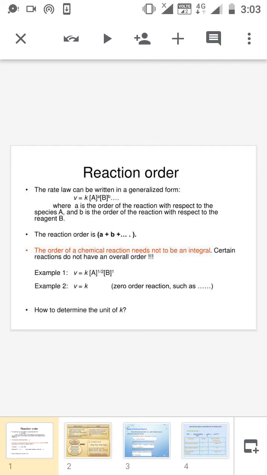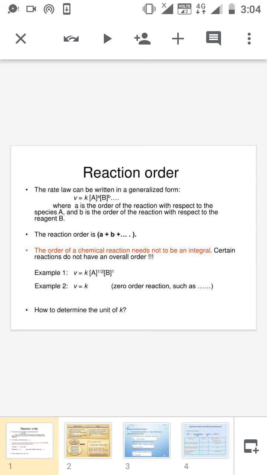Today we are discussing the order of a chemical reaction. Yesterday we discussed how to write the rate of a chemical reaction and how to write the rate law and rate equation. So the rate of a reaction is directly proportional to the concentration of the reactant in the reaction. The definition of the order is very important.